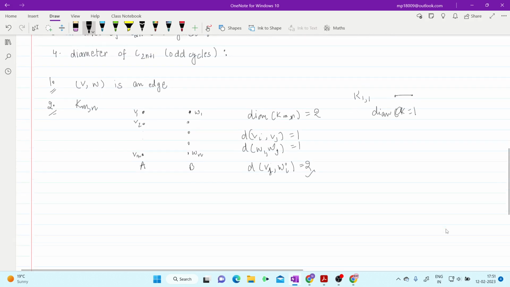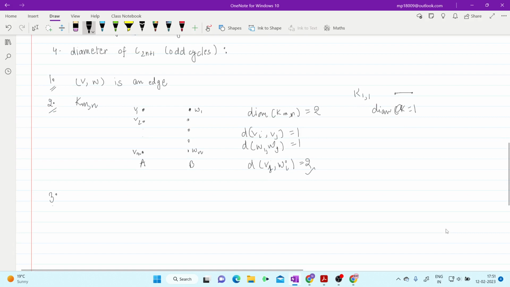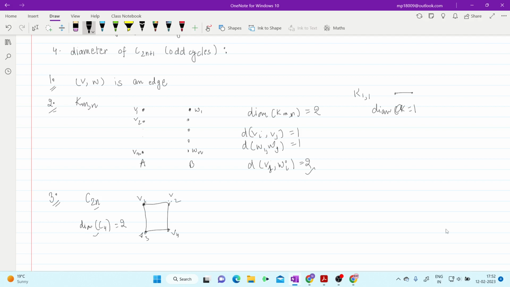Now the third is, what will be the diameter of C2n? Let's look at some particular examples. First is C4. What is the diameter of C4? 2. Yes, that is right, because two of these vertices are adjacent, and V1 and V4 have a common neighbor, so the diameter of C4 is 2.